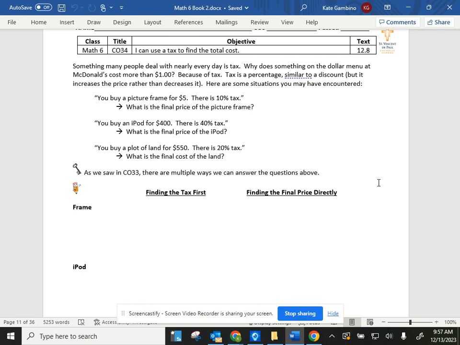Something many people deal with nearly every day is tax. Why does something on the dollar menu at McDonald's cost more than $1? Because of tax. Tax is a percentage similar to a discount, but it increases the price rather than decreasing it. Here are some situations you may have encountered. You buy a picture frame for $5 and there is a 10% tax. What is the final price of the picture frame?